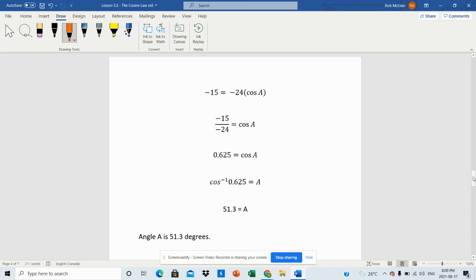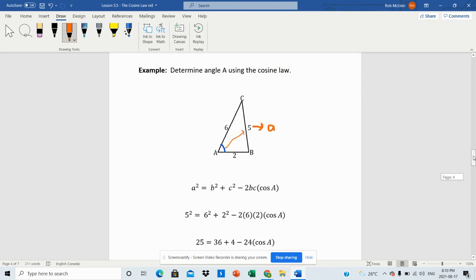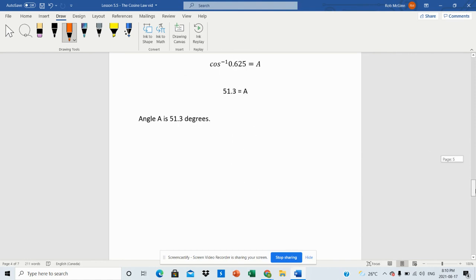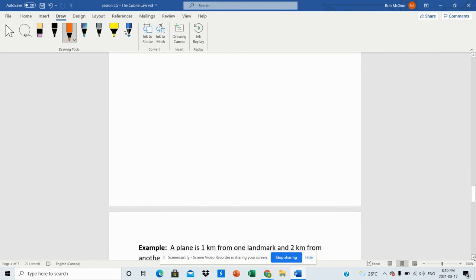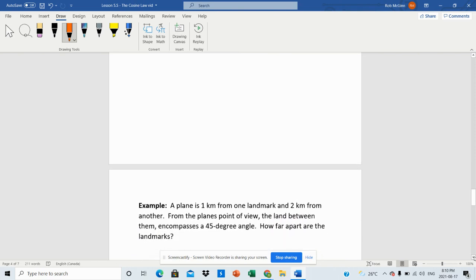So we just used cosine to solve for an angle when all we had were sides. So the cosine law can come in very handy for that. So angle A here is 51.3 degrees. All right. One more question, and we'll do a word problem here.